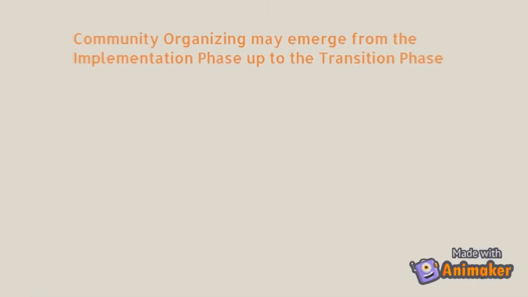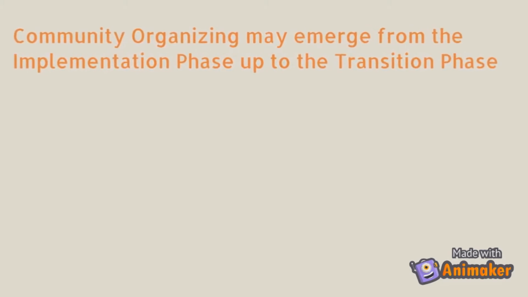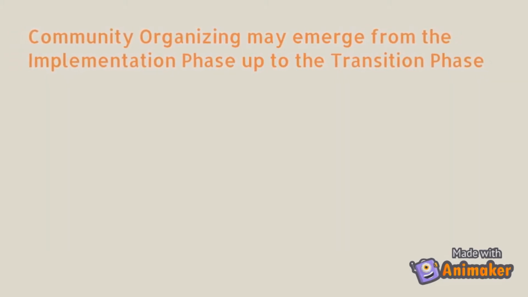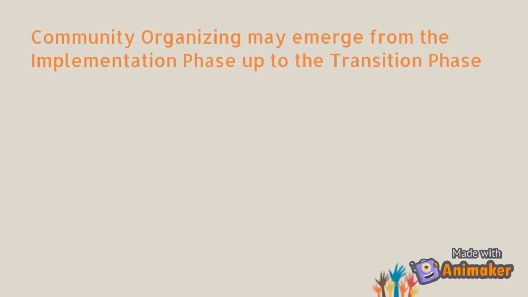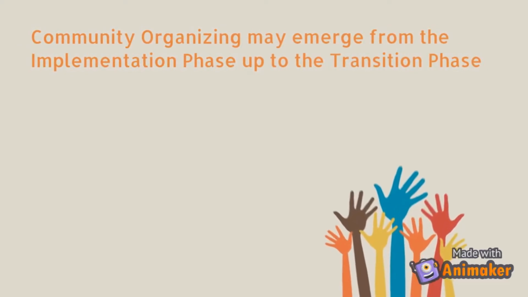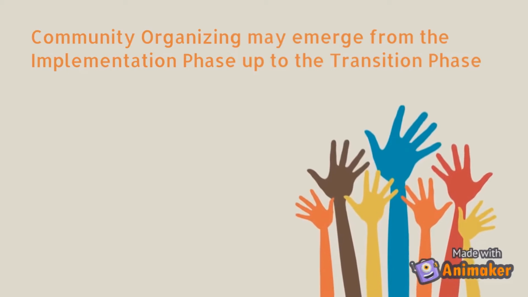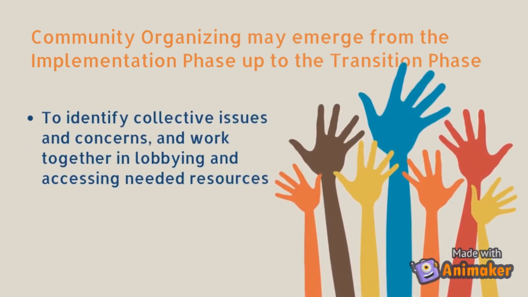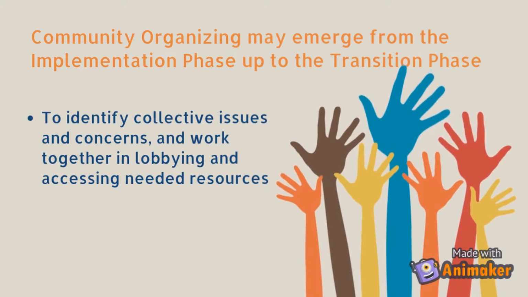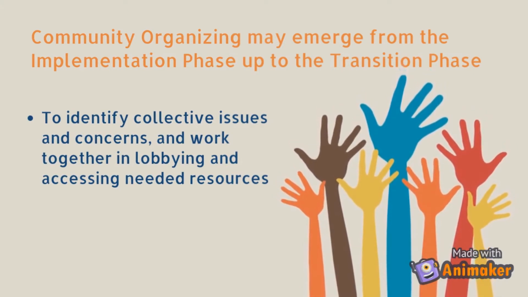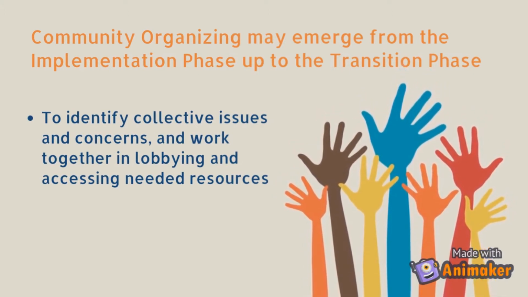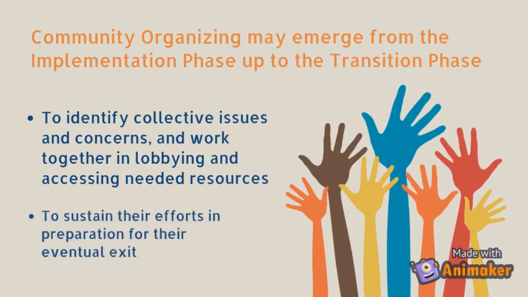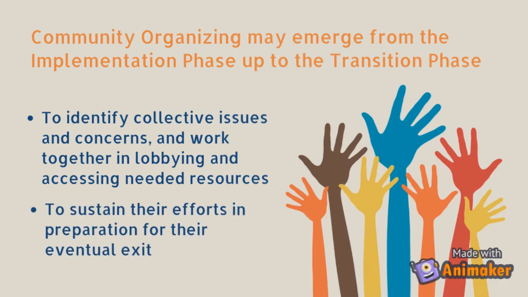Similar to group building, the need for community organizing may emerge from the implementation phase and cut across up to the transition phase. It shall be pursued by the assigned case manager or community facilitator as part of the empowerment of 4Ps households to identify collective issues and concerns and work together in lobbying and accessing needed resources, as well as planning, implementing, monitoring, and evaluating community-initiated projects to sustain their efforts in preparation for their eventual exit.